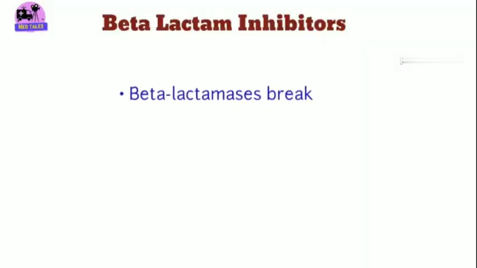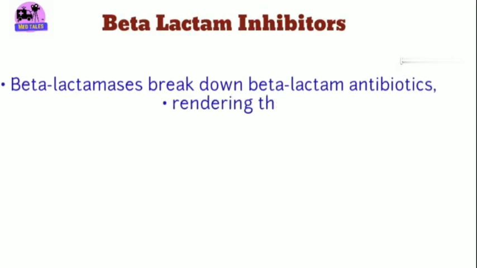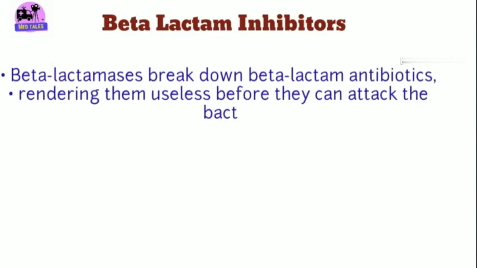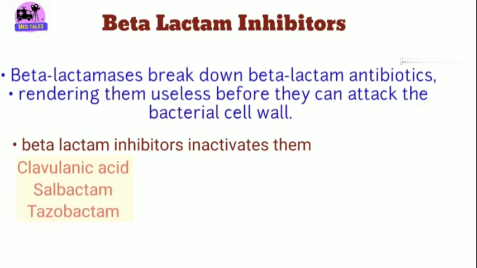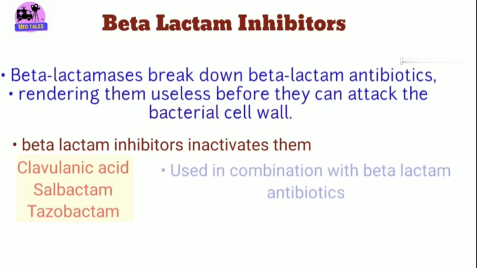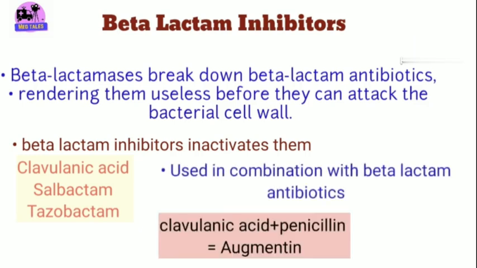Beta-lactamases are bacterial enzymes that break down beta-lactam antibiotics, rendering them useless before they can attack the bacterial cell wall. To counter this, we use beta-lactamase inhibitors, compounds that bind to and inactivate these enzymes, restoring the power of beta-lactam antibiotics. The most commonly used beta-lactamase inhibitors include clavulanic acid, sulbactam, and tazobactam. They are often used in combination with beta-lactam antibiotics. Example: clavulanic acid is used in combination with penicillin as Augmentin.